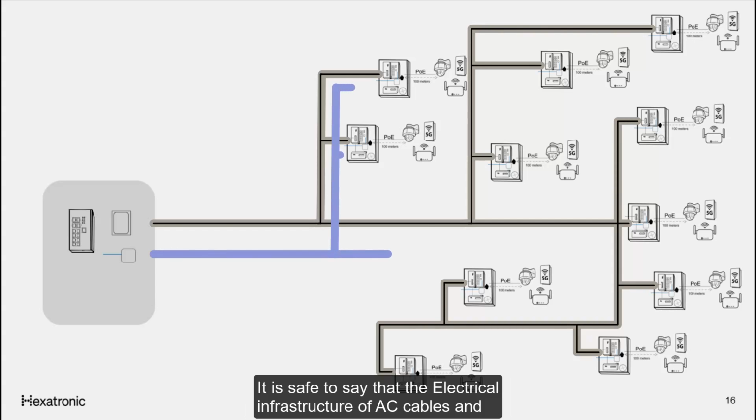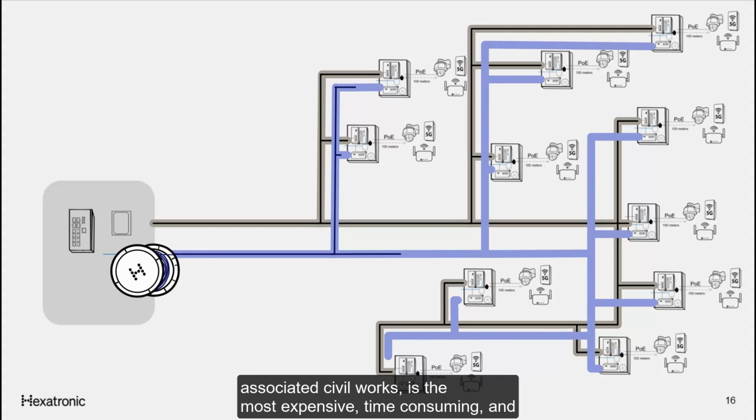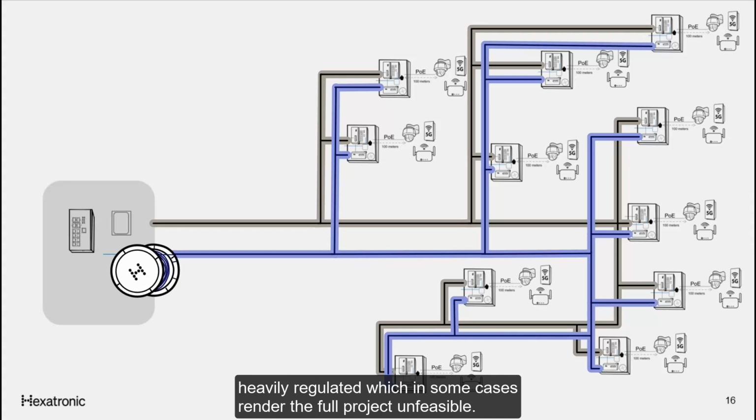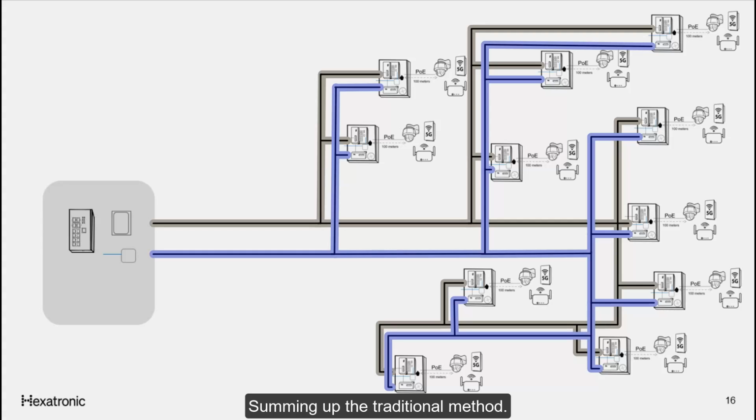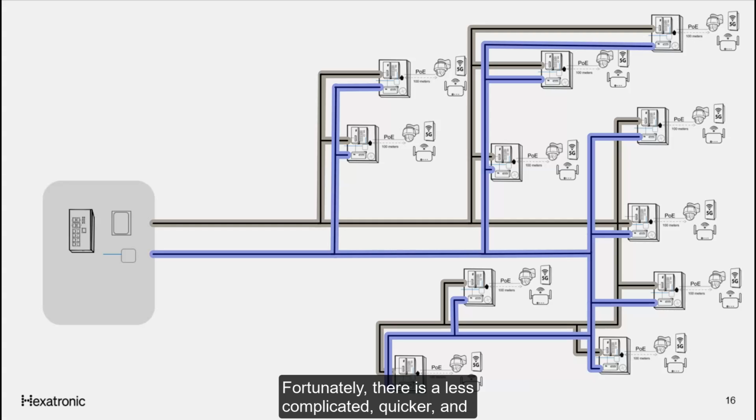It is safe to say that the electrical infrastructure of AC cables and associated civil works is the most expensive, time-consuming, and heavily regulated, which in some cases renders the full project unfeasible. Summing up the traditional method, building such a network infrastructure can be both costly and time-consuming. Fortunately, there is a less complicated, quicker, and simpler alternative available.